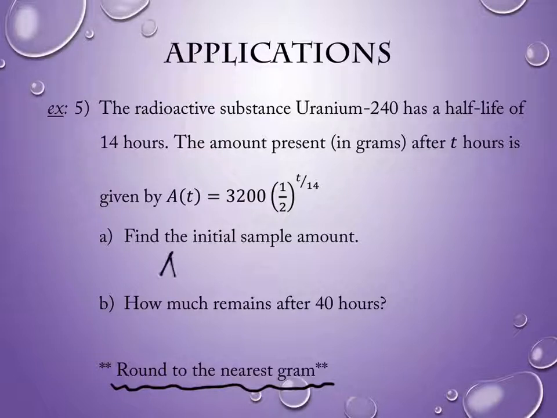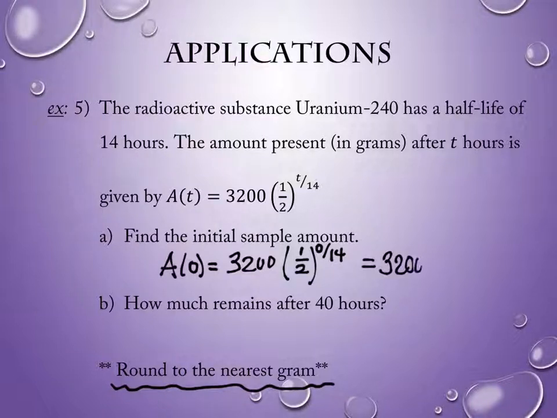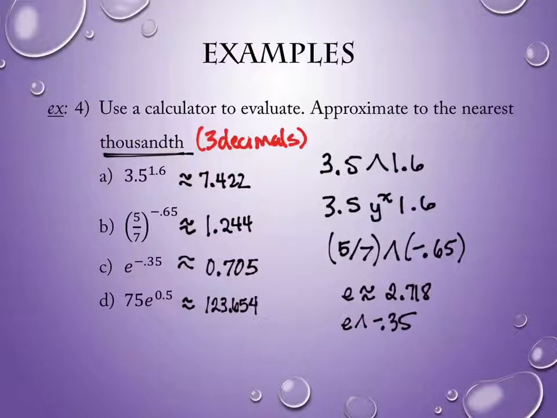So what I'm asked to actually find is A of 0. So I'm going to plug in the number 0. You can use your calculator, but on this particular one, you can probably do this without it. The next one you probably can't. So let's talk through it. What is 0 divided by 14, the little exponent? That's 0. What is 1/2 to the 0? 1. And then what is 1 times 3200? 3200. So there is an initial amount of 3200 grams. If you didn't feel comfortable with me going through all the details, your calculator, that's why we went through this whole problem over here, can help you with that. In fact, it's going to need to help you on the next problem.